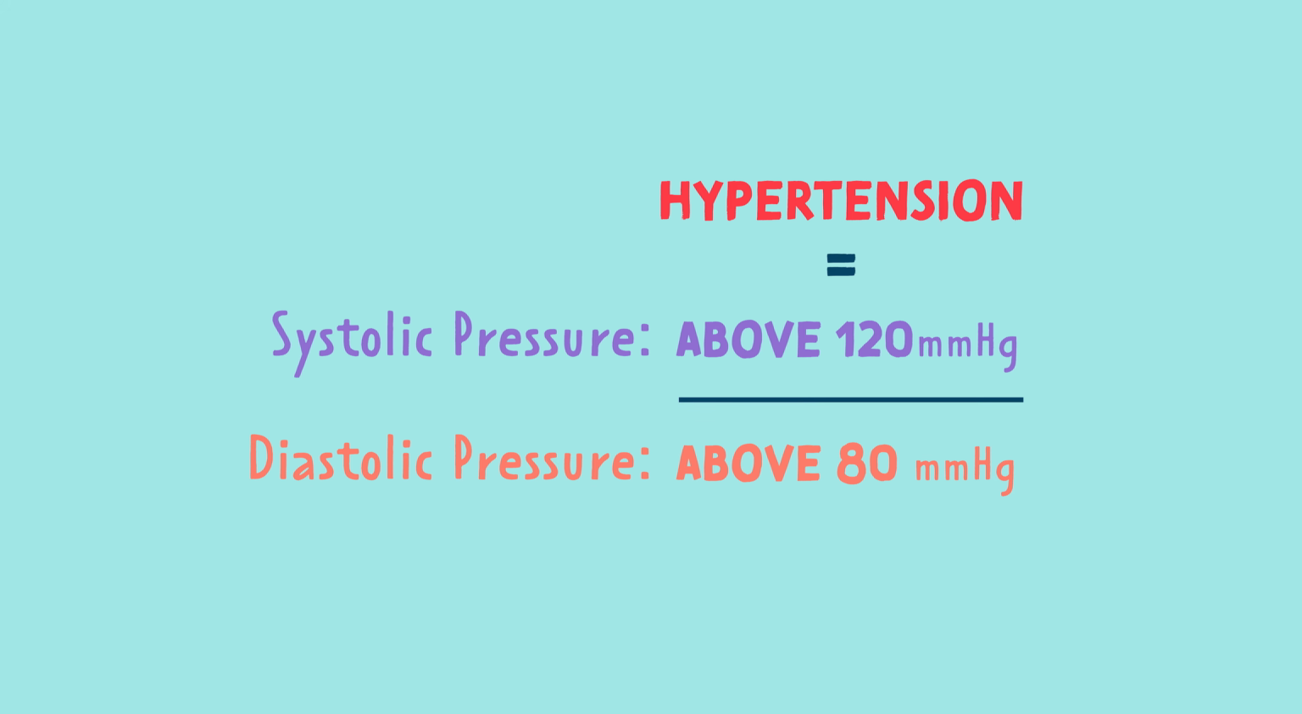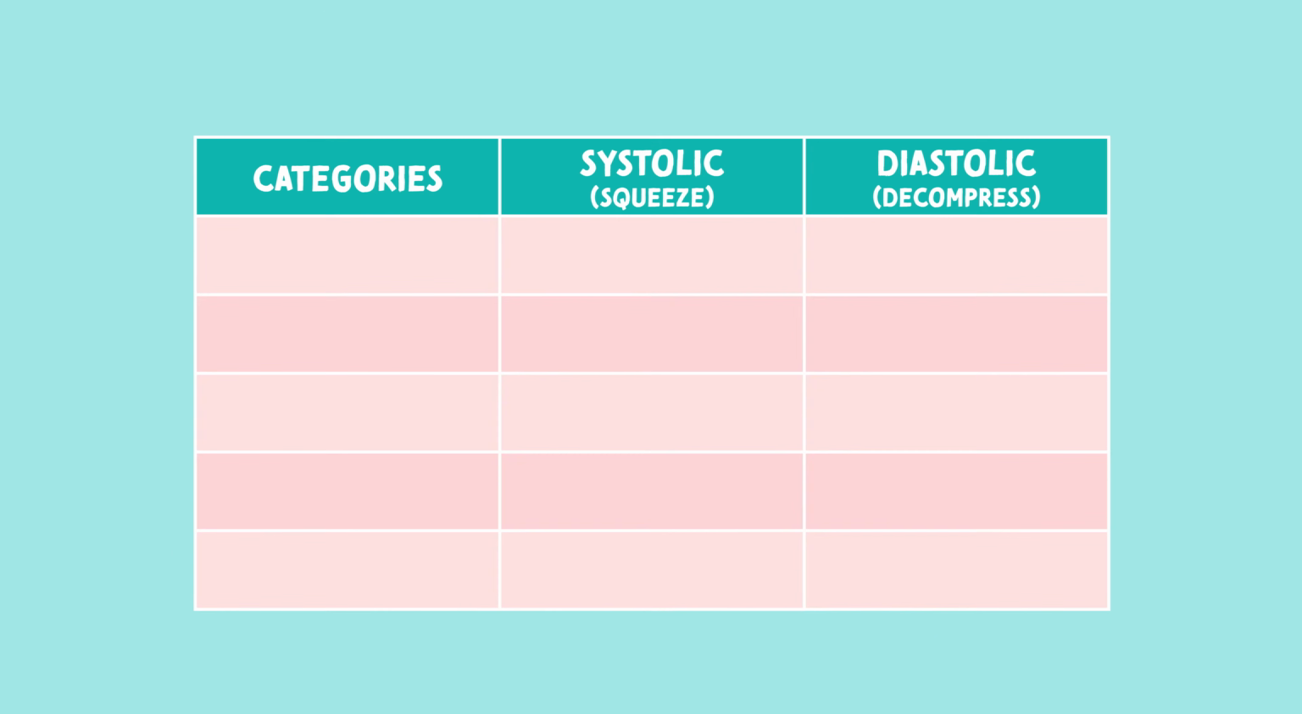There are some values you need to be aware of when talking about hypertension. Hypertension is defined as a systolic above 120 and a diastolic above 80. Here's a chart to help you remember this. Now note that every patient has their own normal blood pressure. This is just a guideline to help you remember these.